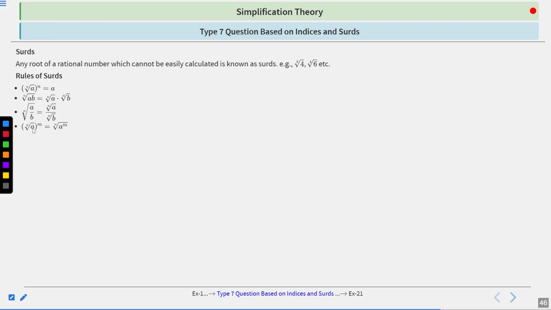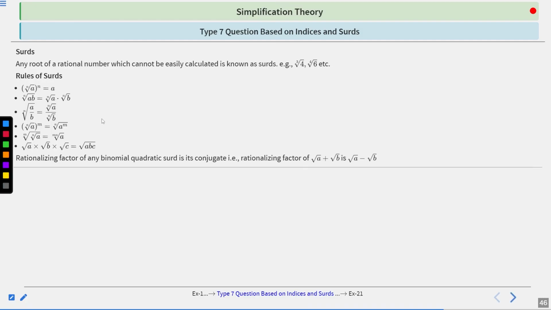nth root of A whole power M equals nth root of A to the power M. Next one. In the bracket, in the root, mth root of nth root of A becomes M into N th root of A. If we write root A multiplying by root B multiplying by root C, so we can write it in the form of root under root A into B into C.